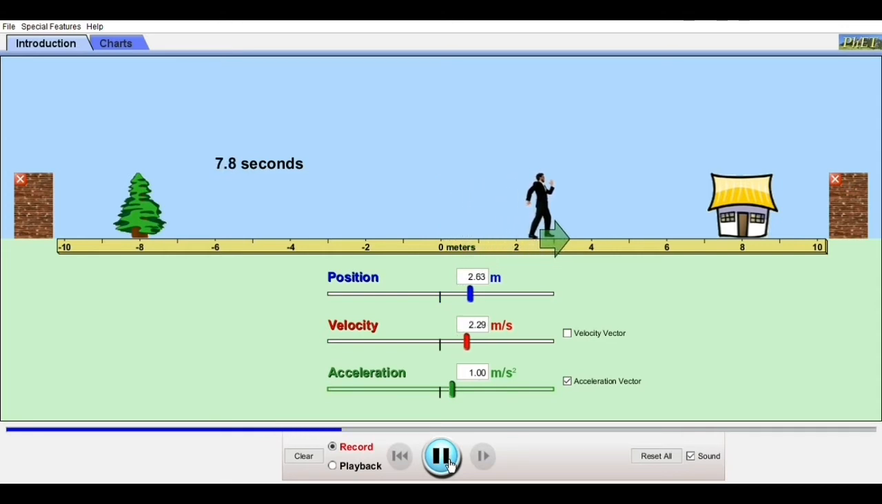Okay, I want you to look at the green arrow representing the acceleration vector. You can see it's not changing its length. Therefore, the acceleration is uniform, which I have assigned to have an acceleration of 1 meter per second squared. Okay. Now let's take a look at the graph.